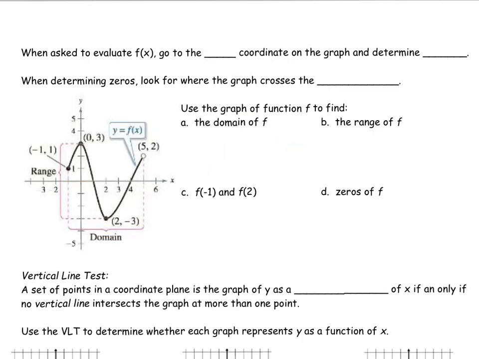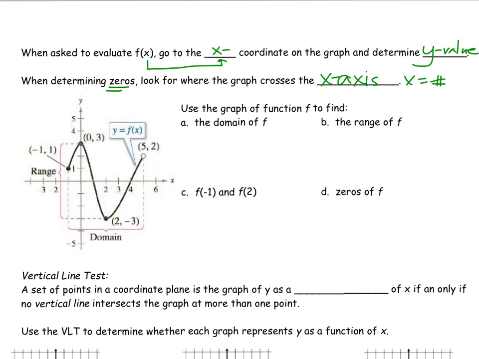When you're asked to evaluate f of x, go to the x-coordinate on the graph, and determine the y value. And that would be evaluating. Your answer would be represented like an ordered pair, for example, (-1, 4). If you're asked to determine zeros, make sure to look for where the graph crosses the x-axis. And your answer will be x equals some number, and that's a zero of the function.